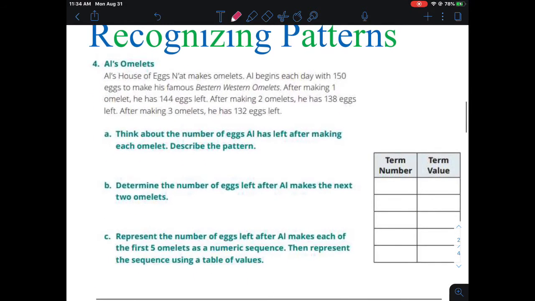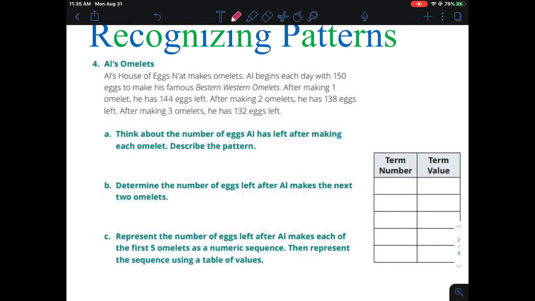Moving on to the next one, I know that it says number 4, and we're really not on number 4, but these pictures were just taken right from the book, and I didn't edit out the number. So, Al's omelets. Al's house of eggs and that makes omelets. Al begins each day with 150 eggs to make his famous Western omelets. After making 1 omelet, he has 144 eggs left.